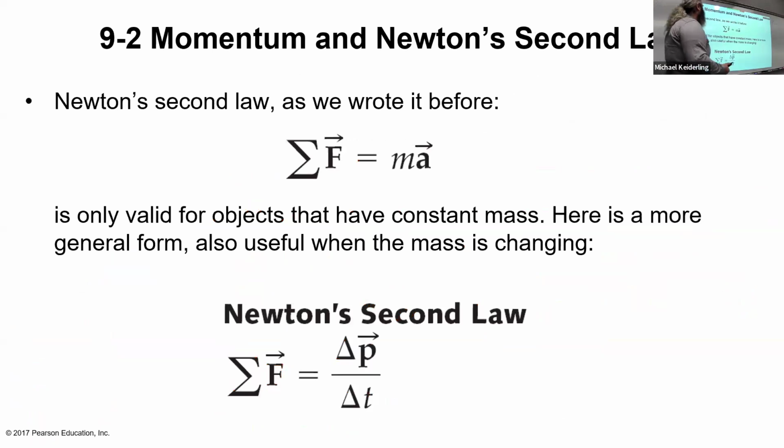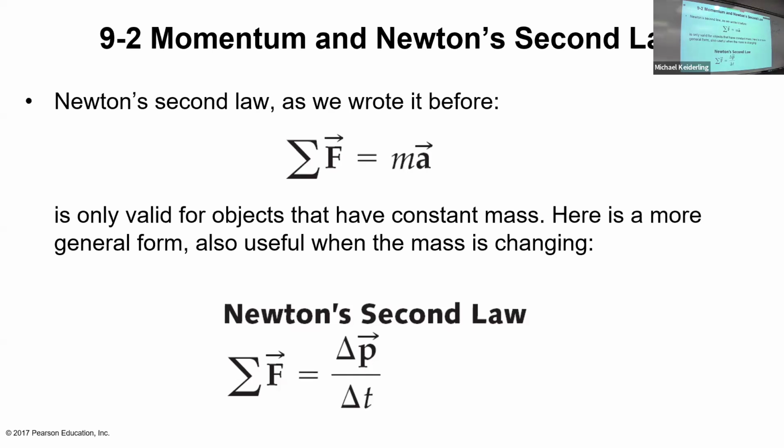So Newton's second law is force equals mass times acceleration. But this is only valid for objects with constant mass. It turns out we can rewrite this in a more general form that's also useful when the mass is changing. It turns out sum of all force equals change in momentum over change in time.